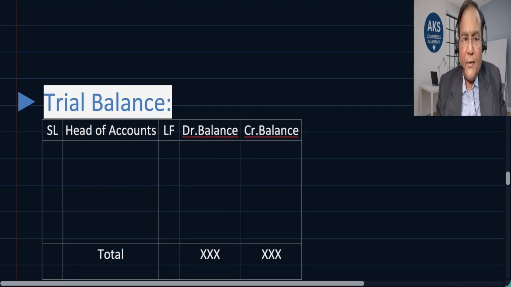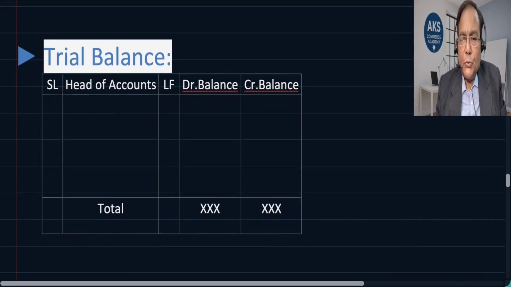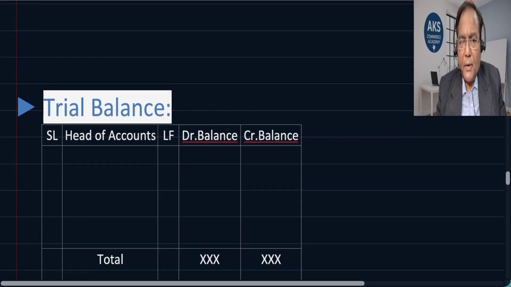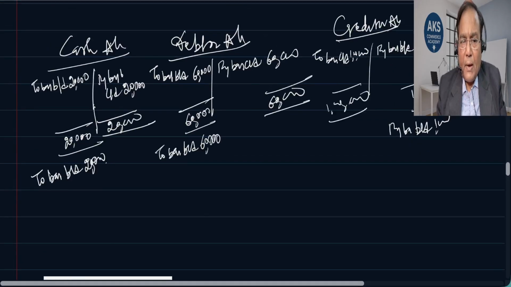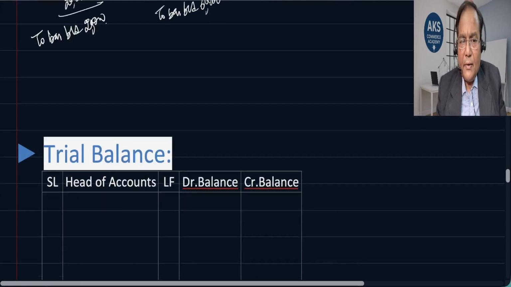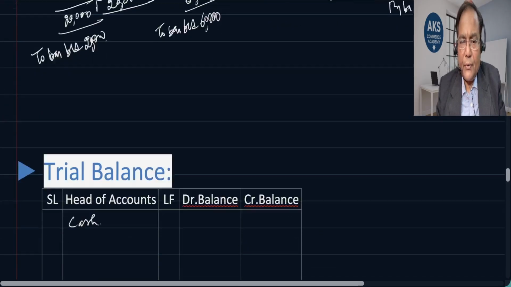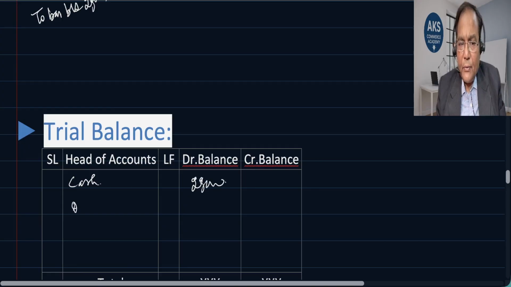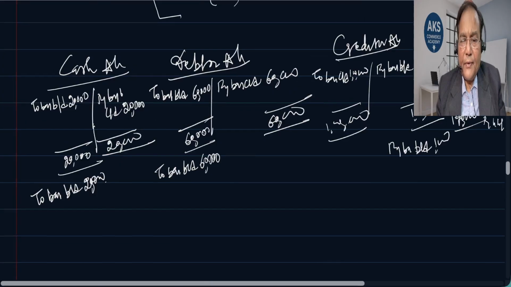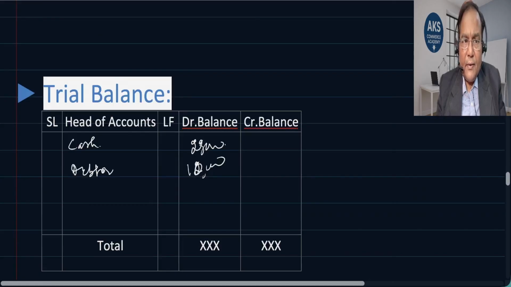Now we will understand this trial balance here. So trial balance is nothing but the balances which are appearing here. For example, this is the cash balance. So cash is showing 20,000 rupees balance. So we'll write here, the trial balance format is this. There is cash which is showing debit balance, so we will write cash here 20,000. Similarly, if there is debtor, we'll write here debtor 60,000.